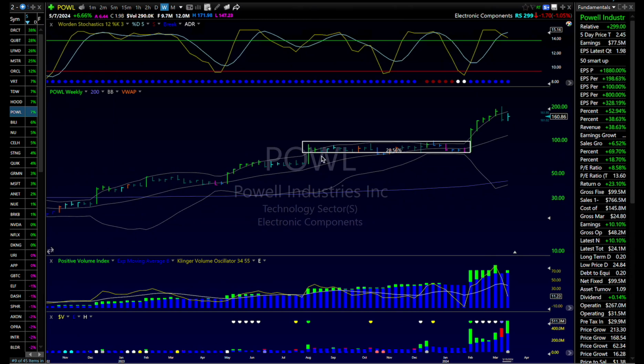Here's another one. Nice long sideways consolidation. Look at this earnings growth. It's insane. Breaks out from the box. Now, you could take it like that as a sell signal because it's crossing down on volume through the Bollinger Band.